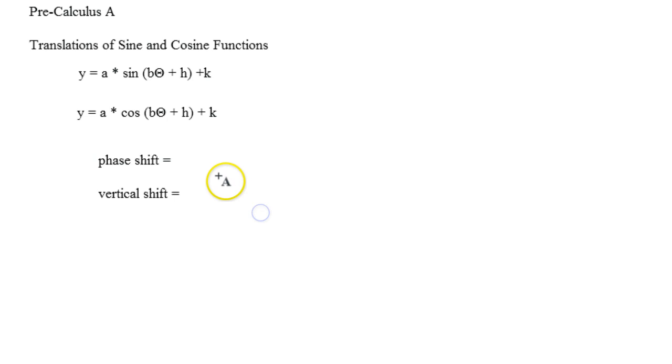Now, vertical shift is pretty easy. It's just K. Notice how it isn't an absolute value. So if your K is negative, your vertical shift is going to be down. If K is positive, obviously up. Now phase shift, you're going to use a combination of B and H. Your phase shift is going to be negative H divided by B.